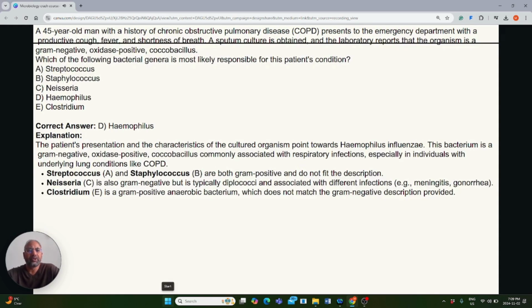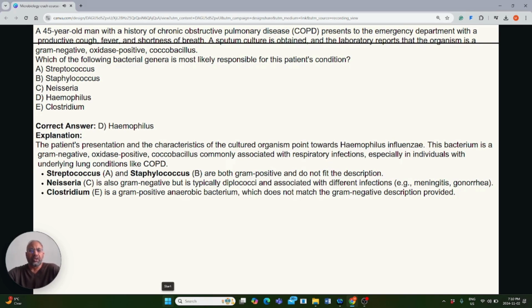Okay, so next question. A 45-year-old man with a history of chronic obstructive pulmonary disease, which is called COPD, presents to the emergency department with a productive cough, fever, and shortness of breath. A sputum culture is obtained and the laboratory reports that the organism is a gram-negative oxidase positive Coccobacillus. First let us read the last line of the question: Which of the following bacterial genera is most likely responsible? This is a straightforward, simple question. They are just asking you the genus of the bacterium responsible for this condition.